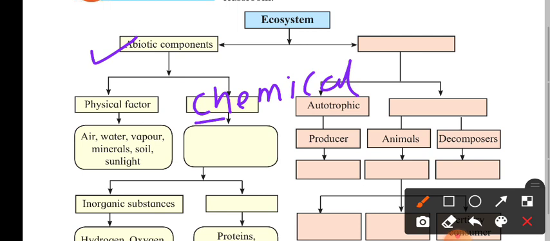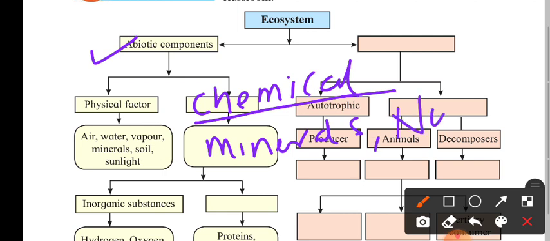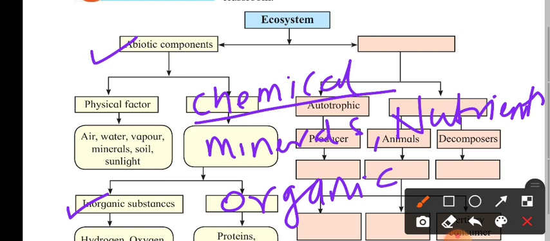On the other hand, when we talk about the chemical factors, in that we have minerals and nutrients. These are nothing but the chemicals, because these minerals and nutrients are required for living organisms, and they have their own chemical compositions. Further, these minerals and nutrients are classified into two categories. One is inorganic substances and the other is organic substances.